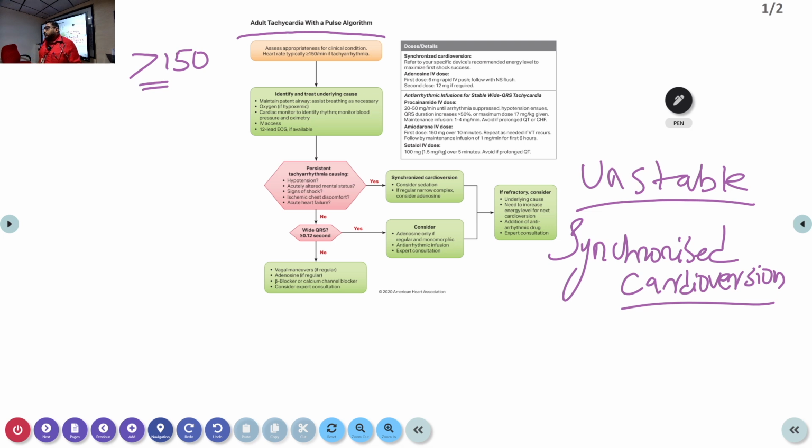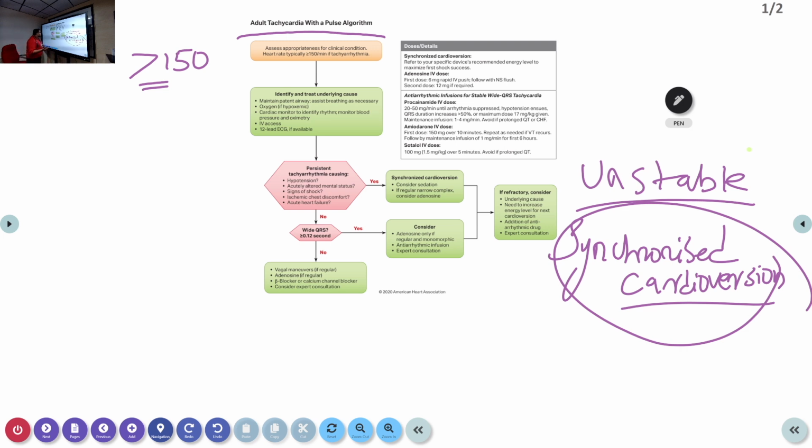Now we have to see what we have done. We have a patient who had come to you with tachycardia, ABCD is done, and we have seen that this patient is unstable. So once the patient is unstable, we are preparing for synchronized cardioversion. So if the patient is having a synchronized cardioversion, what you have to remember is that the patient needs to be sedated. That is the first thing. You cannot just go and shock the patient just like that.